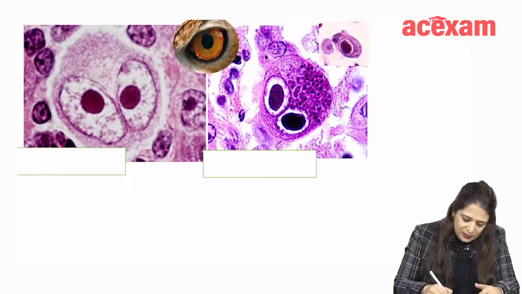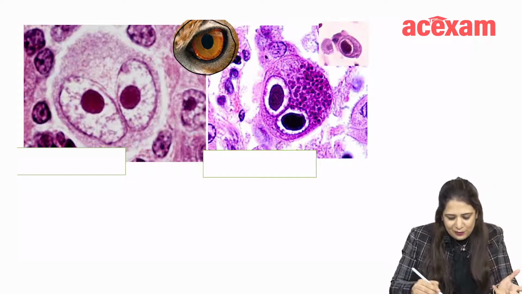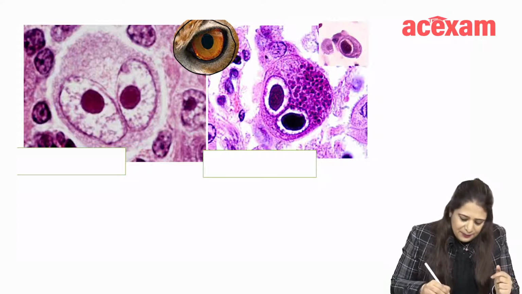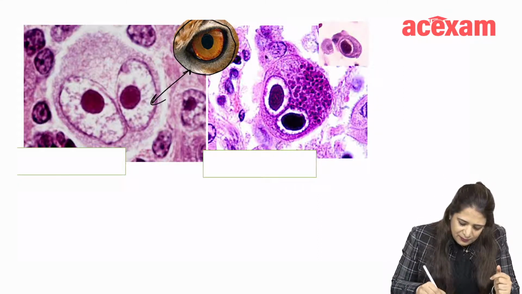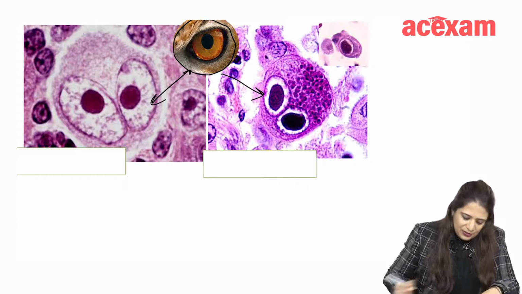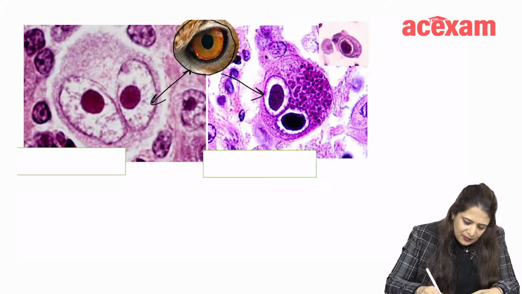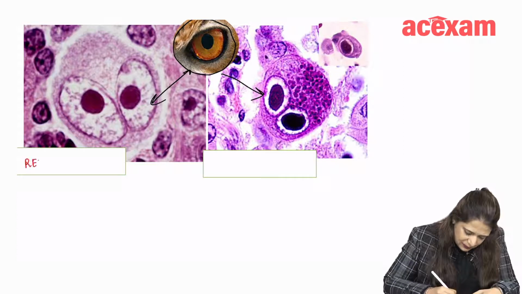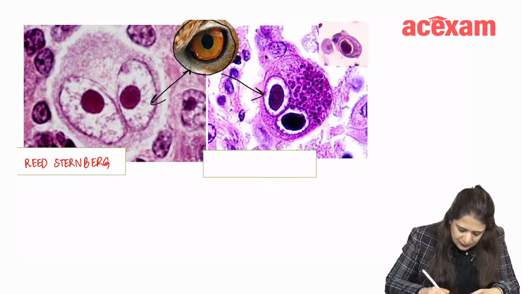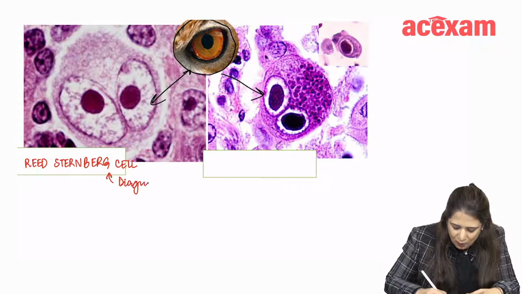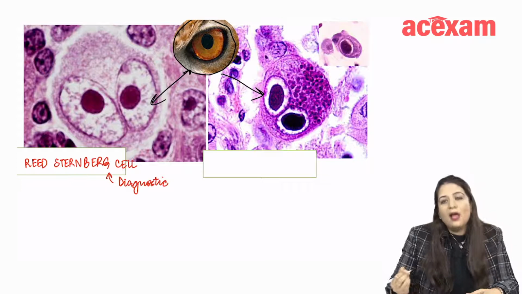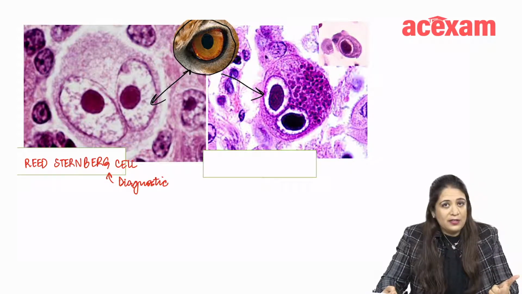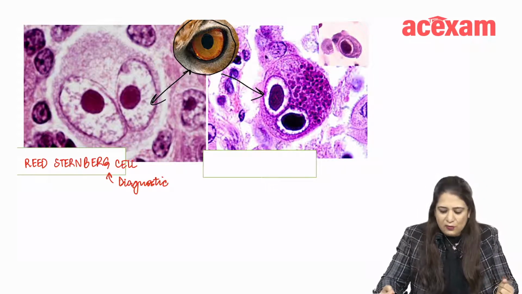This is the picture of an eye of an owl for you to understand it better. And if you see these two images, in the first image, this is the image of the Reed-Sternberg cell, and I can also call it the classical or the diagnostic Reed-Sternberg cell. Why the diagnostic Reed-Sternberg cell? Because there are certain other variants of Reed-Sternberg cell as well, which we will subsequently discuss.